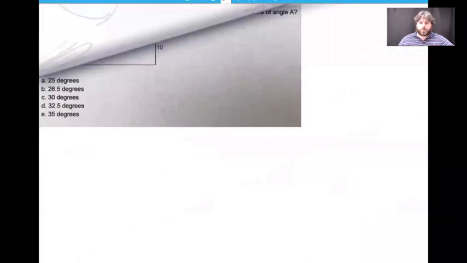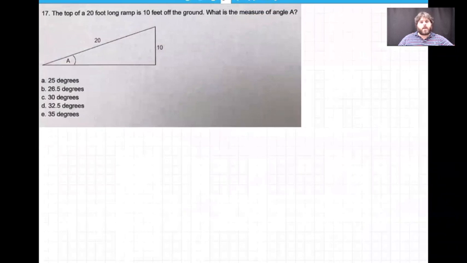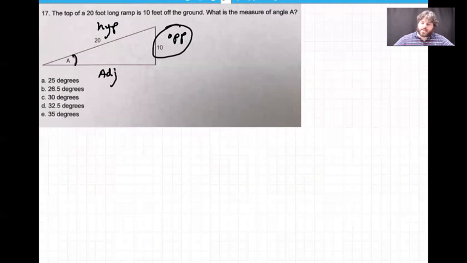Okay. The top of a 20-foot long ramp is 10 feet off the ground. What is the measure of angle A? All right, so I'm going to label my sides. This is my opposite, my adjacent, and my hypotenuse. And there, of course, is my angle A. So it looks like I want to know the angle, and I know the opposite is 10 and the hypotenuse is 20.